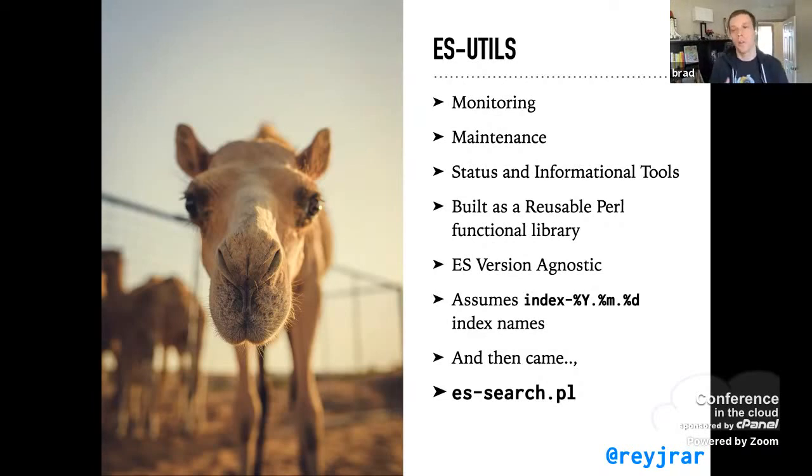We used in our logging infrastructure the default Logstash index naming at the time. So a lot of the tools inside of the distribution assume that if you have log data, it follows this index-y.m.d format. And while I was working on these tools, it became evident to me that I could use the same libraries to get data out of the cluster, the actual data rather than the metadata about how the cluster was working. And that is esearch.pl, and that's what I'm going to talk about today.